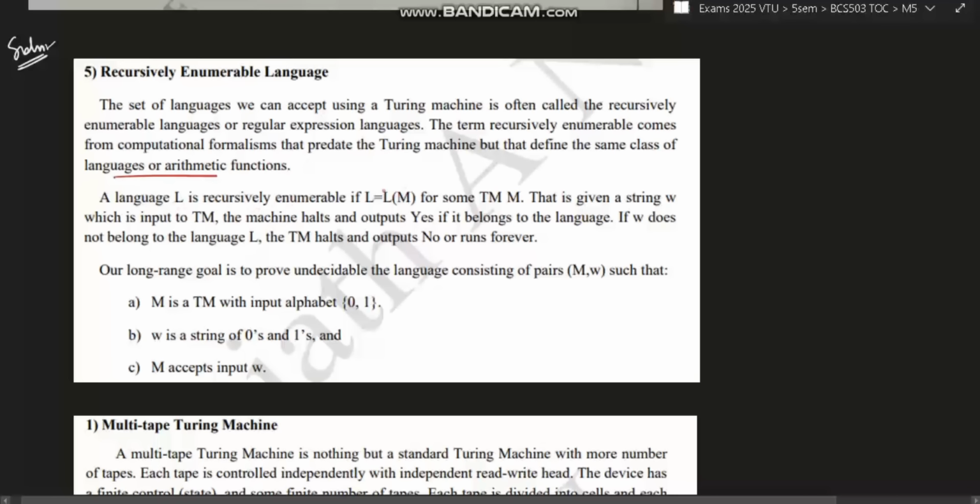A language is recursively enumerable if L is equal to L of M for some Turing machine M. If the string W is given to that Turing machine, the machine halts and outputs yes if it belongs to the language. If it does not belong to the language, the TM halts and outputs no or runs forever. The long range goal is to prove undecidable languages consisting of pairs M, W, where M is a TM with the input alphabet 0 and 1, W is a string of zeros and ones, and M accepts the input W. So the languages which are accepted by TM are called recursively enumerable languages, and there are a few goals to it.